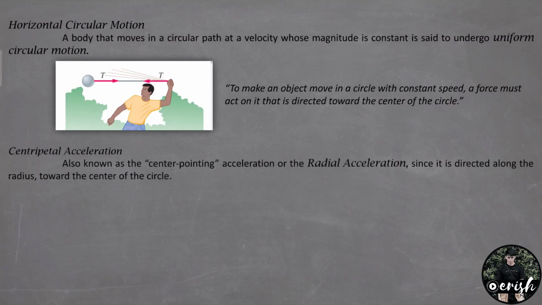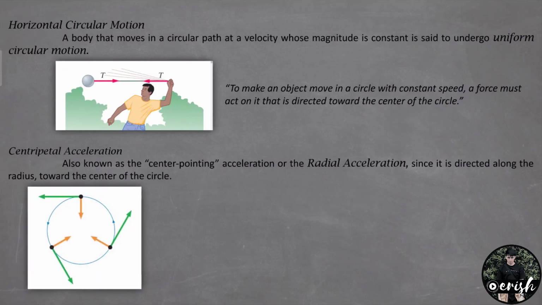This acceleration is also known as the center-pointing acceleration or the radial acceleration since it is directed along the radius toward the center of the circle. In this figure, the yellow arrows are the centripetal accelerations, and the green arrows are the velocities. Take note, these black dots are the positions of the object we are considering. Like for example, the ball attached to the string.